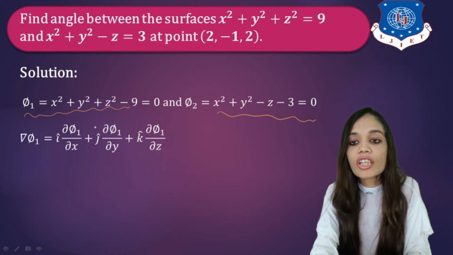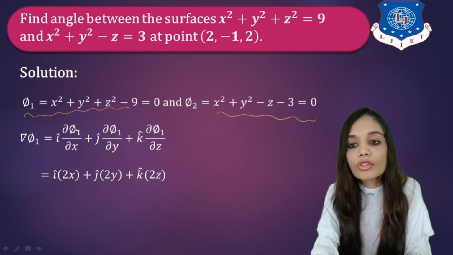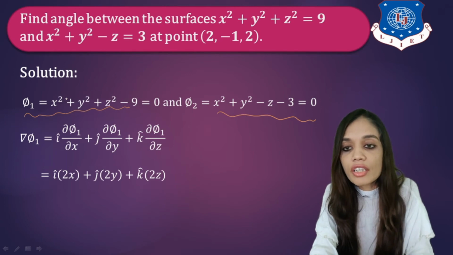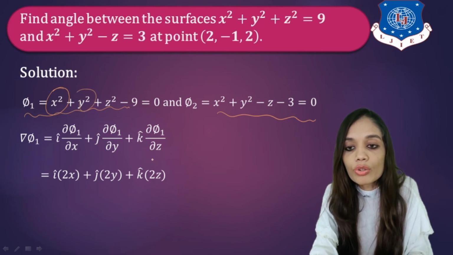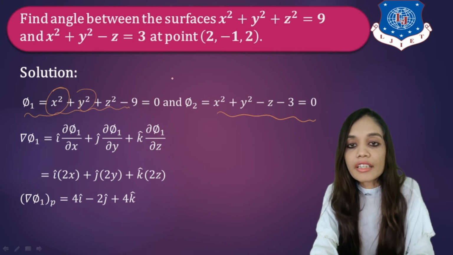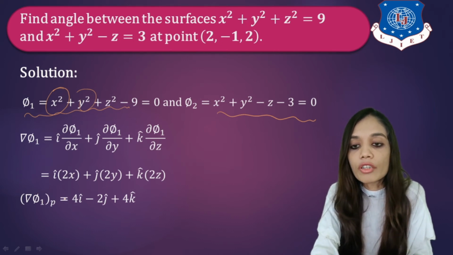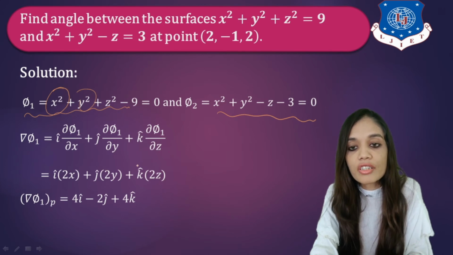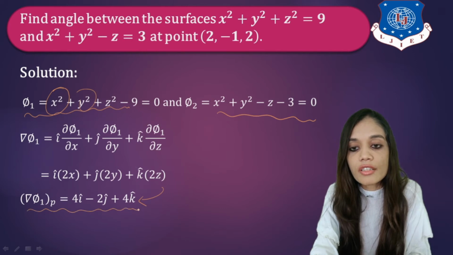Now let us find the partial derivatives. So this will be equal to i cap times 2x. Keeping y and z constant, the derivative will be 2x. Next the derivative will be 2y and lastly it will be equal to 2z. So finally del phi 1 at point P, that is 2 minus 1 2, will be equal to 4 i cap minus 2 j cap plus 4 k cap. Here x is 2, y is minus 1, z is 2. So we are getting this answer of the gradient of surface 1.